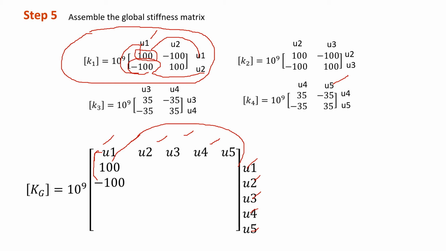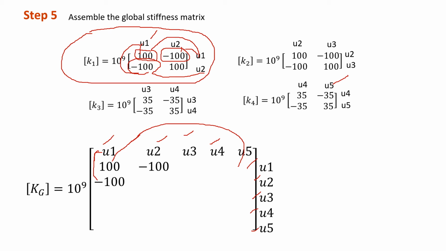Okay, and then next, U2, U1. So we have negative 100 at U2, U1. And lastly, we have U2, U2. So put it according to its position, somewhere here. We have 100.